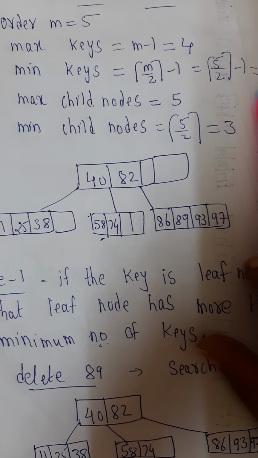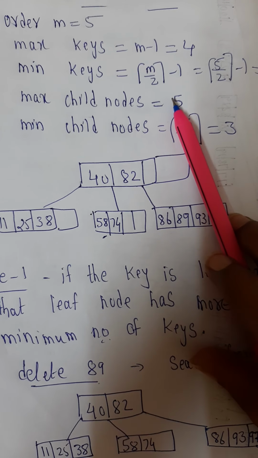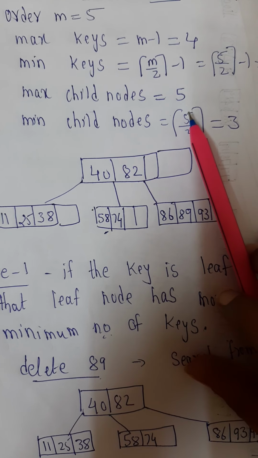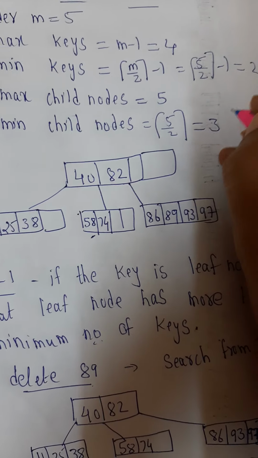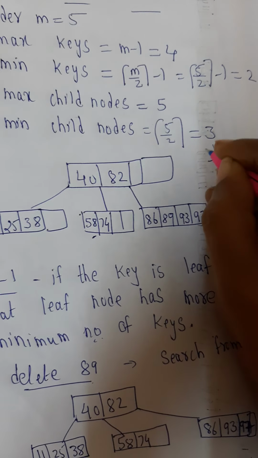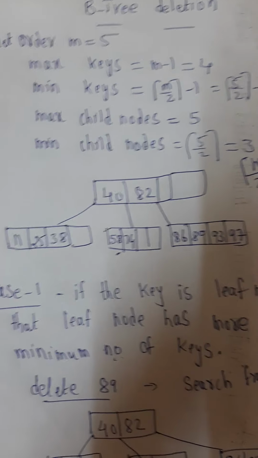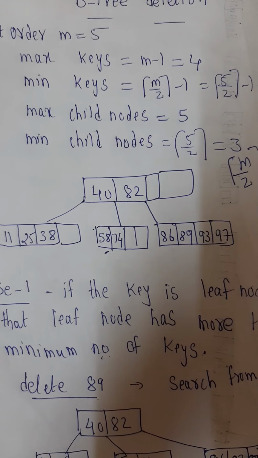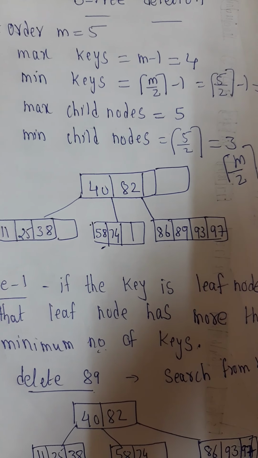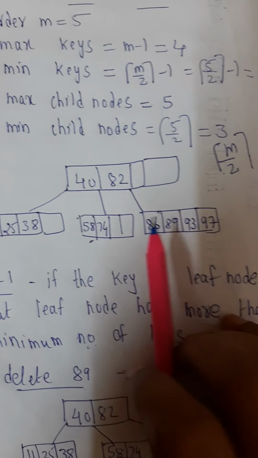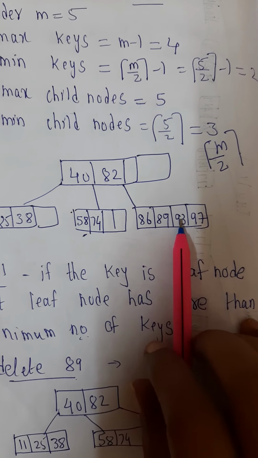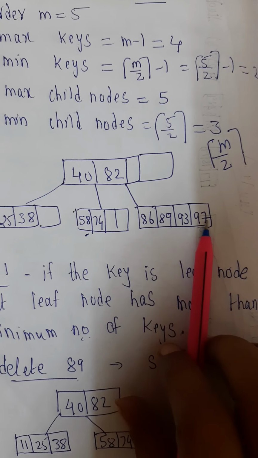So the minimum number of keys is 2, the maximum number of child nodes is 5, and the minimum number of child nodes is m by 2. These are the properties the B-tree should satisfy at any point of time. The maximum number of keys is 4. For example, you can see here 1, 2, 3, 4. These are the 4 possible keys.